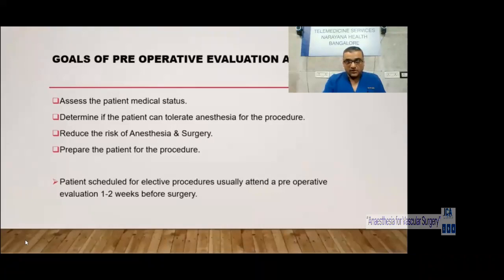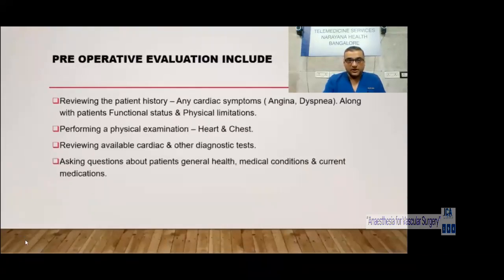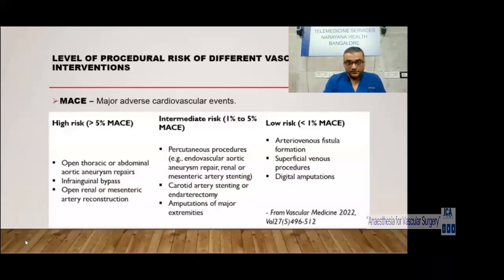Patients scheduled for elective procedures usually attend a preoperative evaluation 1 to 2 weeks before surgery. The preoperative evaluation includes reviewing the patient's history, any cardiac symptoms, angina, dyspnea, PND, along with the patient's functional status and physical limitations. Performing a physical examination of the cardiovascular system and the respiratory system. Reviewing the available cardiac and other diagnostic tests. Asking questions about the patient's general health, medical conditions, and current medications.